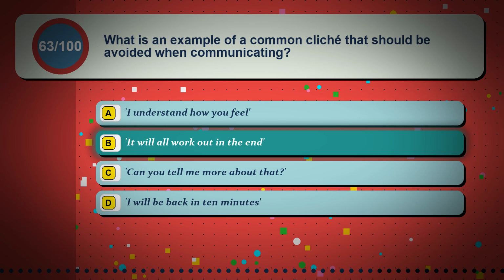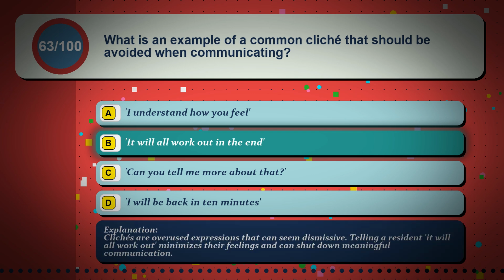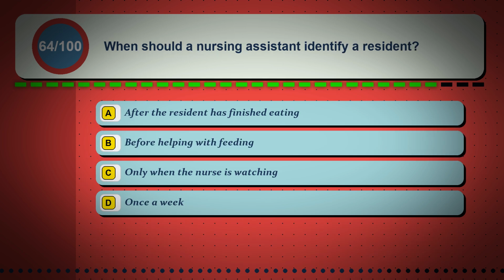The correct answer is option B. It will all work out in the end. Clichés are overused expressions that can seem dismissive. Telling a resident it will all work out minimizes their feelings and can shut down meaningful communication. Question 64. When should a nursing assistant identify a resident?